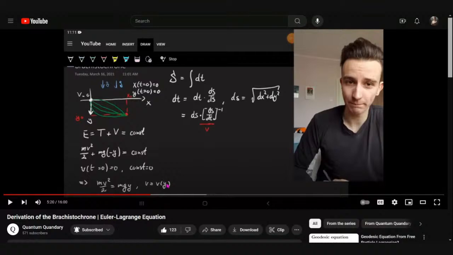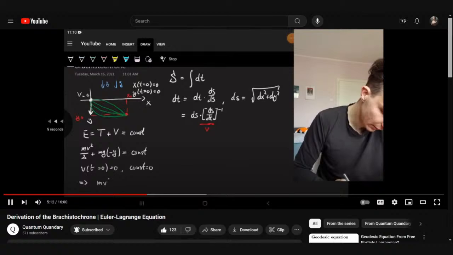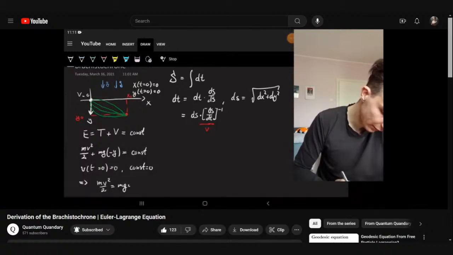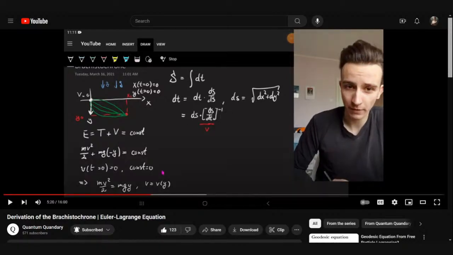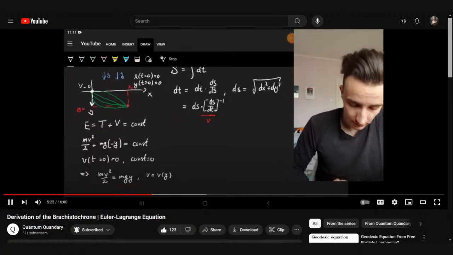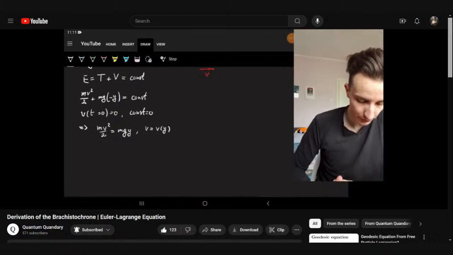What do you mean v equals v of y? V is a function of y. Well, it's a function of time, but y is a function of time, so I guess you could say that. When you look at mv squared over 2 equals mgy, it's not a function of m, and g is a constant, so v is a function of y. Velocity can be expressed completely through the y variable.